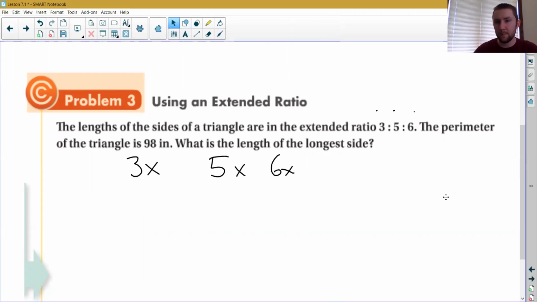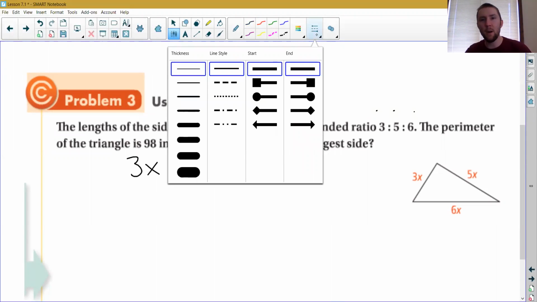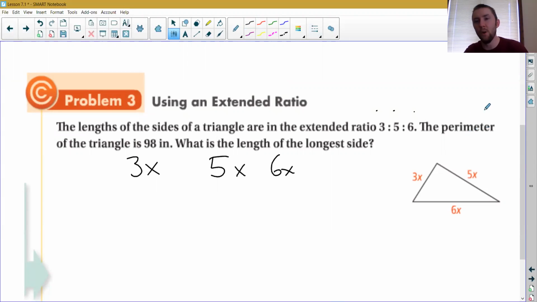Okay, so I have this type of picture where I have one side that's 3 times some number, one side that's 5 times some number, and 6 times some number is my longest side. So if I write each of these algebraically, and then I think about what it means to have the perimeter be 98. The perimeter of a triangle, well, that should just involve adding these 3 side lengths together, and it needs to equal 98. Right? And now this is an algebra equation that hopefully we can solve.